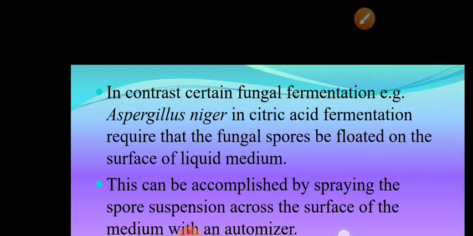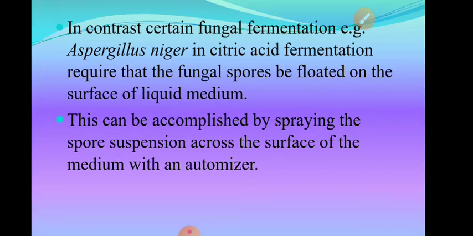Now, in contrast, certain fungal fermentations, for example Aspergillus niger used for citric acid production, require that the fungal spores float on the surface of the liquid medium. When we are carrying out citric acid production using Aspergillus niger, we use the surface culture production method, where the organism is present only on the surface of the medium. So we want the spores to float only on the surface. How can we do that? We can do that by spraying the spore suspension only on the surface of the medium with an atomizer.